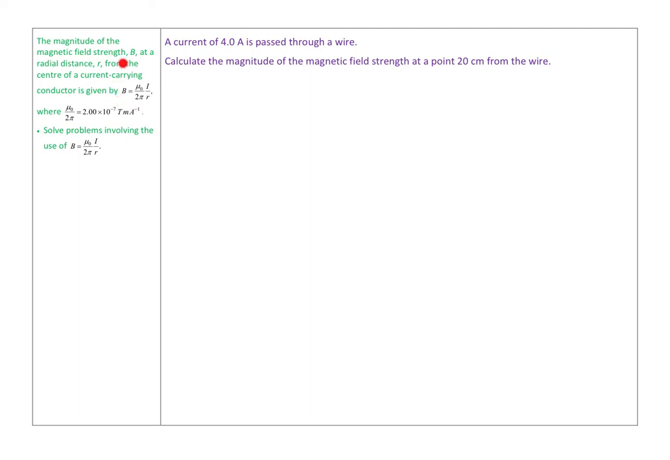So the magnitude of the magnetic field strength B at a radial distance r from the centre of a current carrying conductor is given by that formula there, B equals mu naught times I divided by 2 pi r, where mu naught on 2 pi is equal to 2 times 10 to the minus 7, and you need to solve problems with this equation.